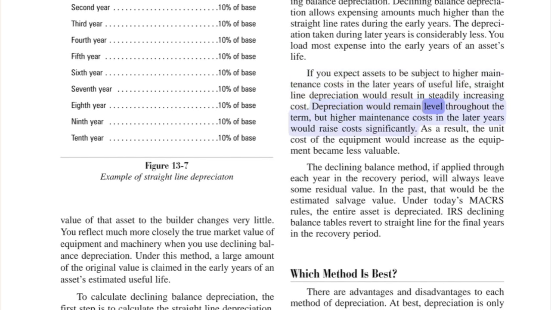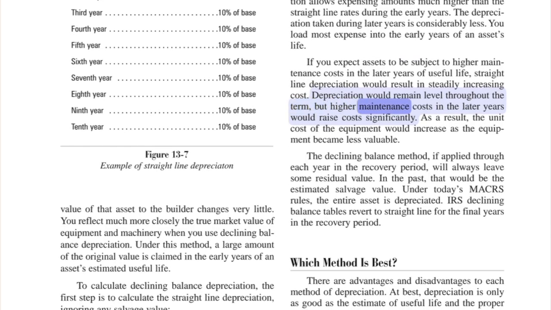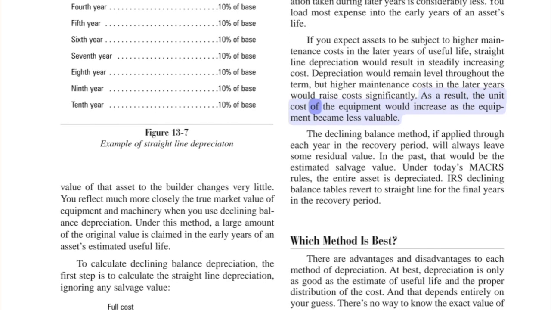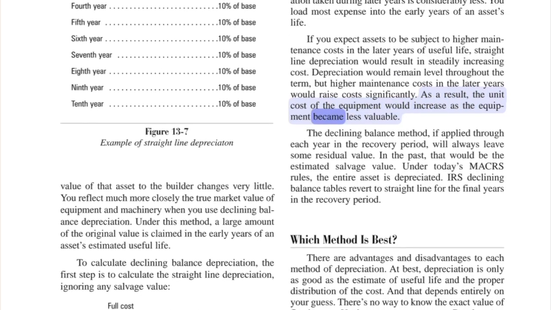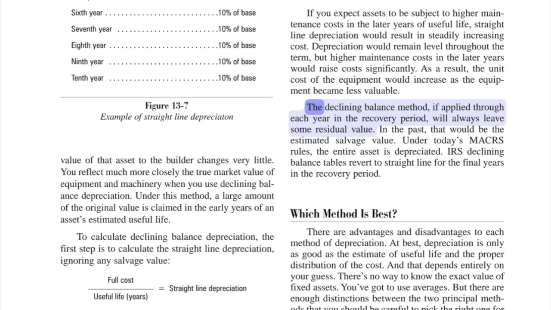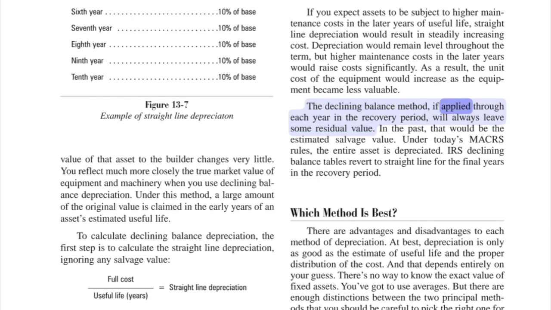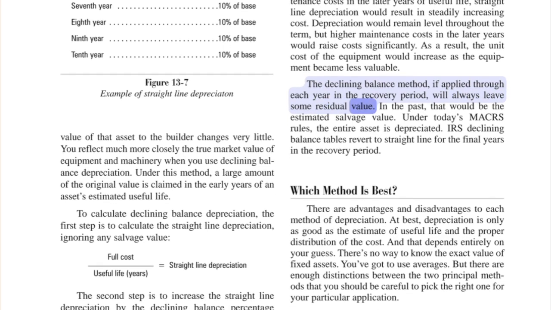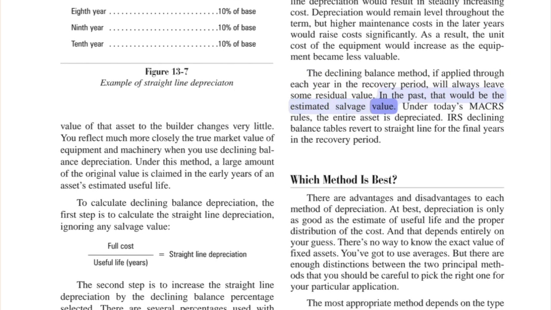Depreciation would remain level throughout the term, but higher maintenance costs in the later years would raise costs significantly. As a result, the unit cost of the equipment would increase as the equipment became less valuable. The declining balance method, if applied through each year in the recovery period, will always leave some residual value. In the past, that would be the estimated salvage value.